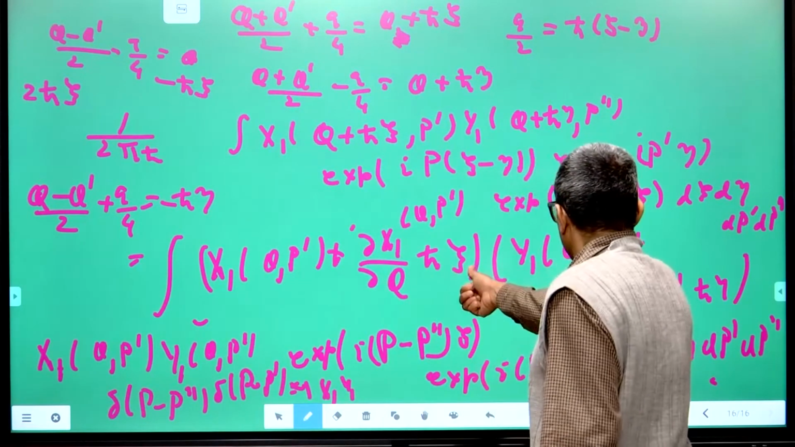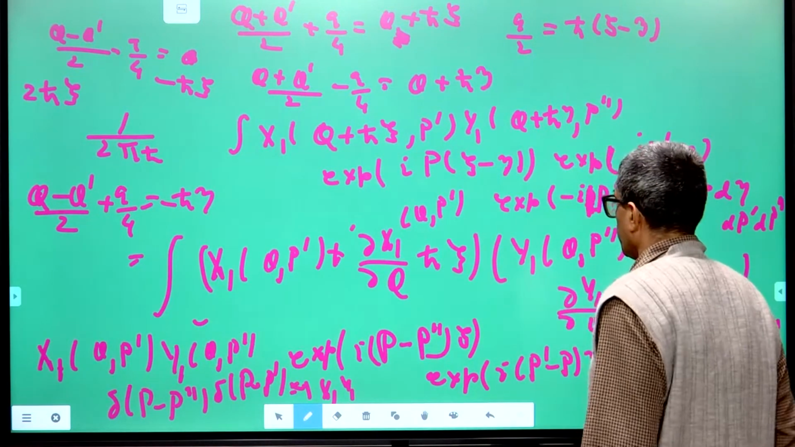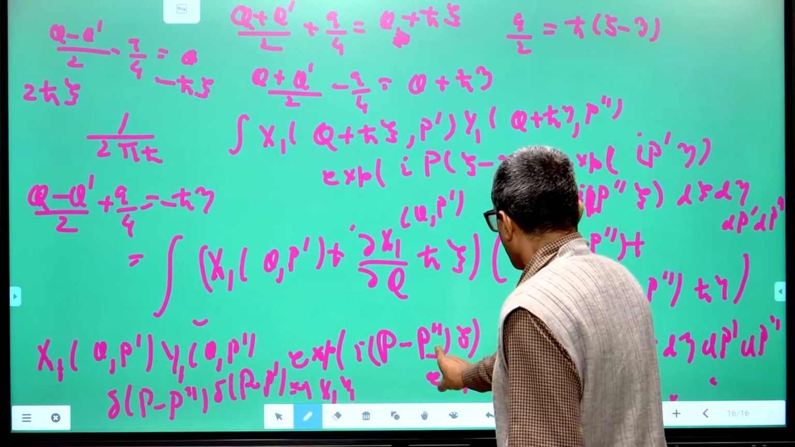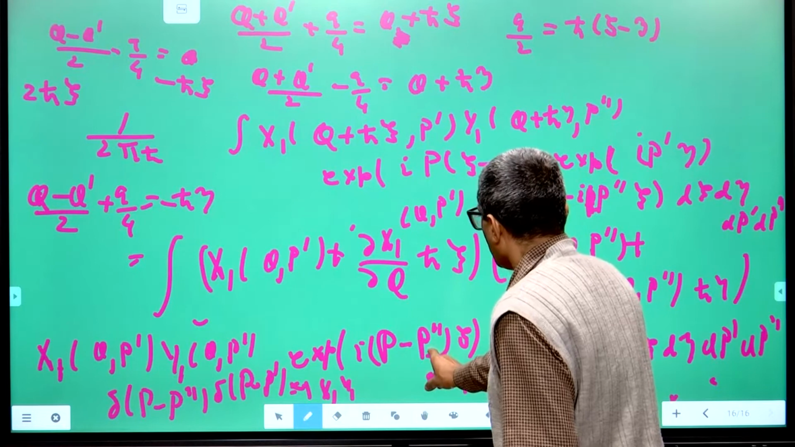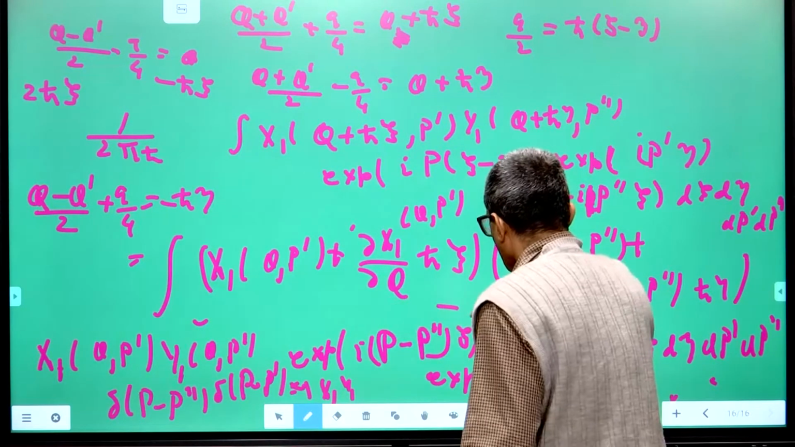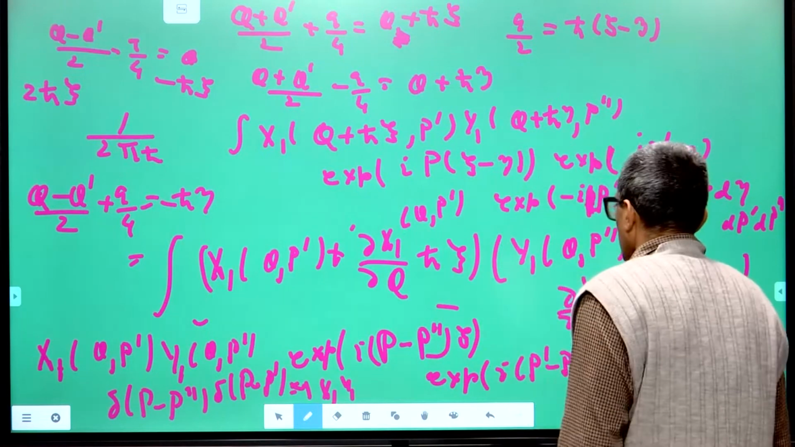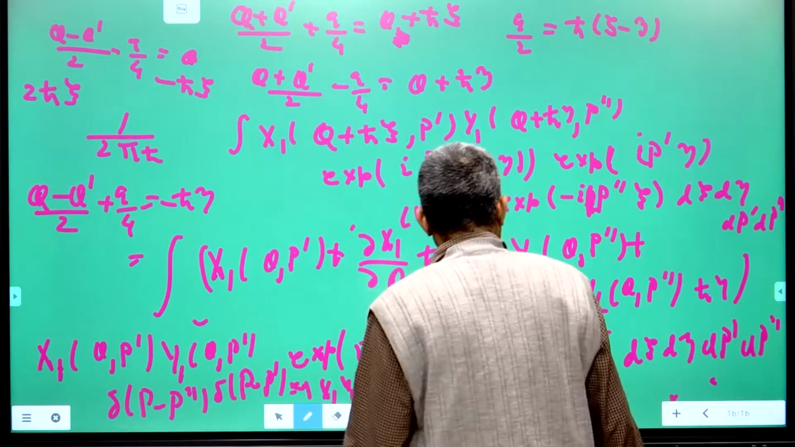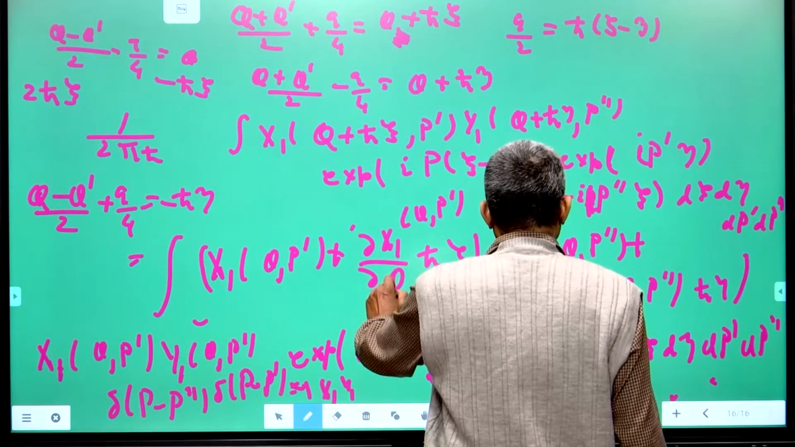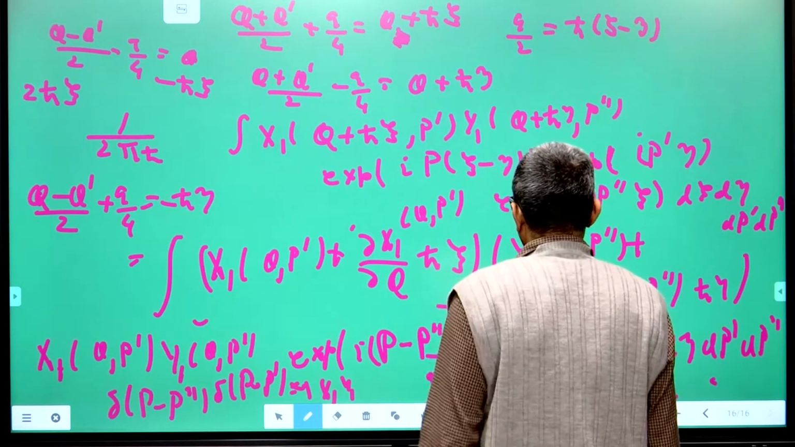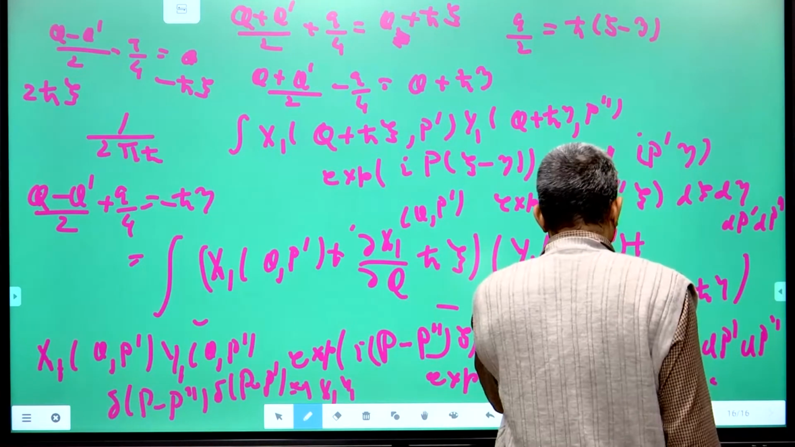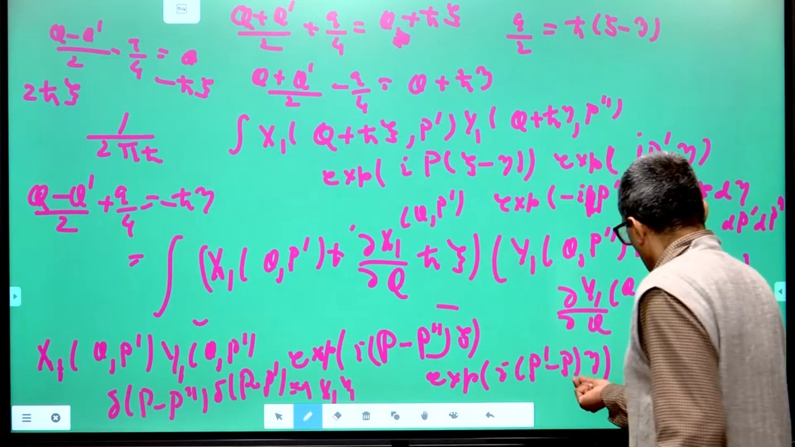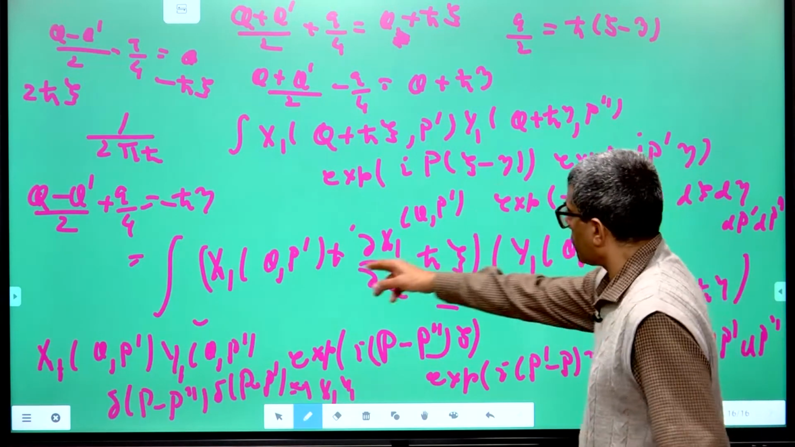Then there is a term like xi into this quantity. So xi into e power I p minus p double dash into xi can be replaced by dou by dou p double dash of this exponential, which is the same thing. So if you bring dou by dou p double dash to the left hand side by integration by parts, then that will become dou x1 by dou q into dou y1 by dou p double dash, right. Likewise, if I consider the term eta times this quantity, that will give you dou by dou p dash, and if you integrate by parts, the p dash will go to the other term.